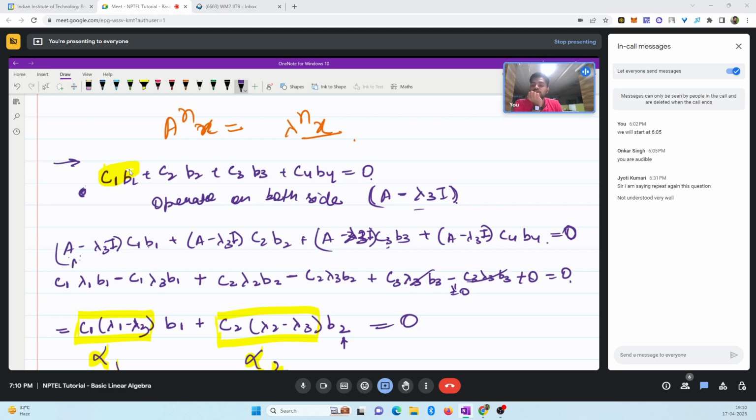A minus lambda 3 I into c1 b1. C1 is your constant, so this can come out. Lambda 3 is a constant, c1 is a constant. So A into b1 becomes lambda 1 into b1, because b1 is an eigenvector corresponding to eigenvalue lambda 1, and the identity into b1 remains b1. This is how we split this. Is it clear now?